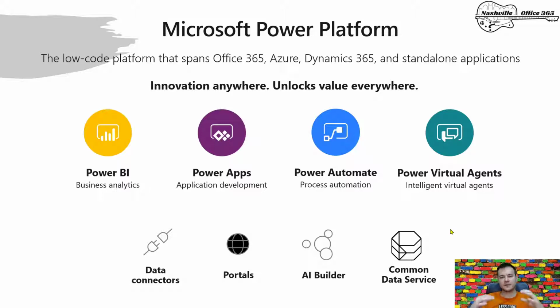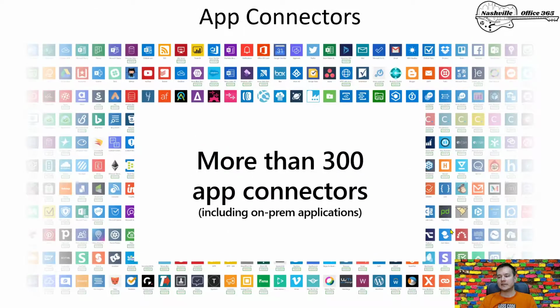And then underneath them, there are the data connectors. There's AI Builder that helps all these platforms to leverage their capabilities with AI. And there is also Common Data Service that serves as a data source for all these platforms. Speaking about connectors, today we have over 300 connectors. I think it's 352 or something like that.